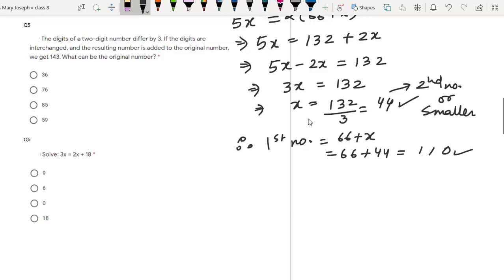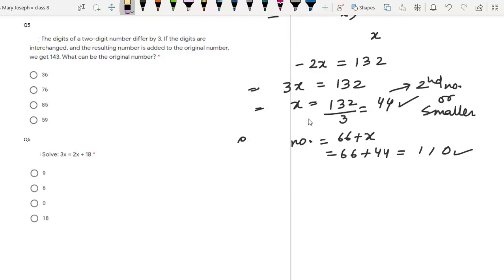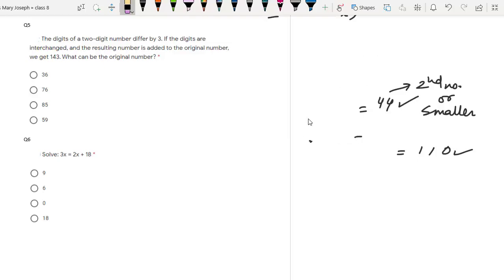Let me use the eraser. 1 second. Okay, let's start.